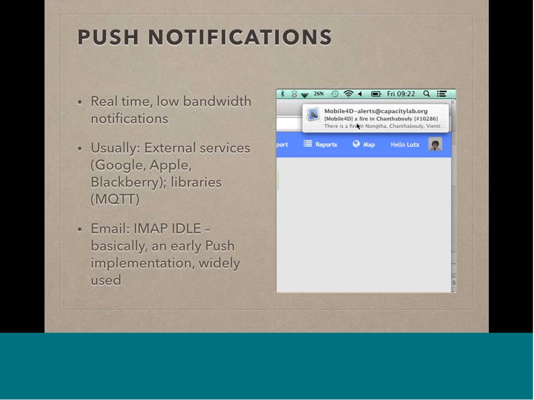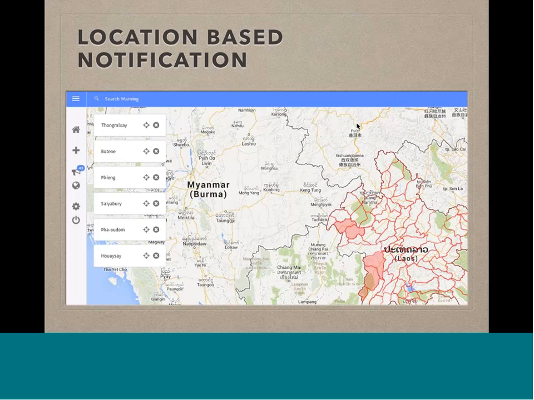So that's quite cool. That's another problem that we have solved. Push notifications, we're using email, we're using IMAP idle, and we are done. As we said, we want to have the location-based notification in a way that we will only inform people that are affected. And also we want to help offices that work to keep track on the locations of the notifications.